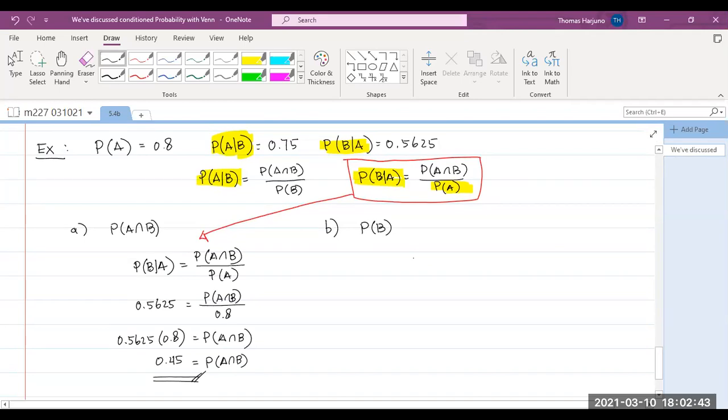Now let's go on. Then how do I use probability? How do I find the probability of B? Now you see that from part A, we already get this, which is the same as this one, right? So I can use that probability of the intersection together with the probability of A given B to find the probability of B, right?